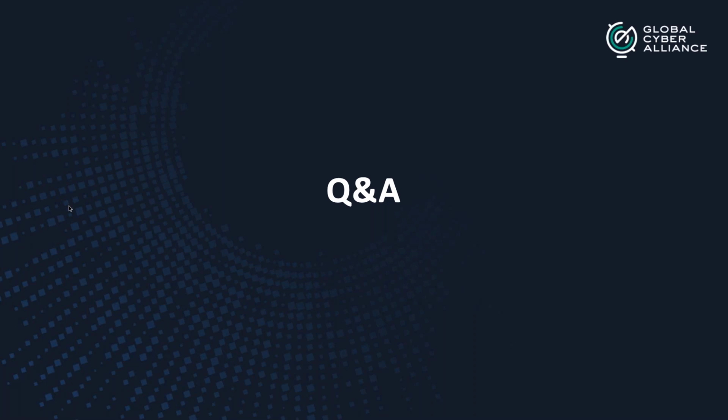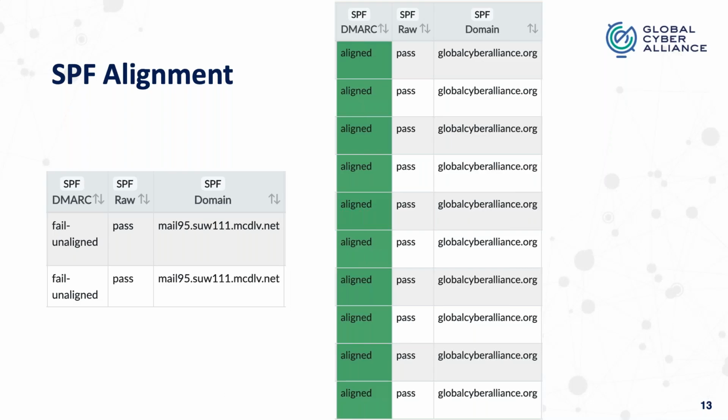So that means you could have an issue with alignment, but SPF can still be considered a pass. That's going back to this slide right here. When you implement DMARC, DMARC is going to consider anything that is failed or unaligned as a failure. So you want to try your best to have aligned pass and SPF passing.